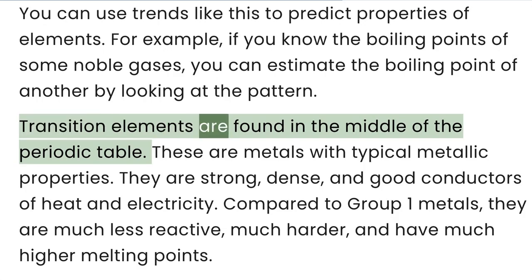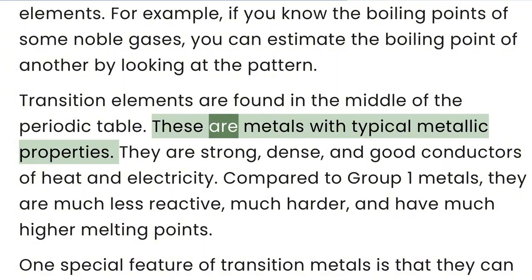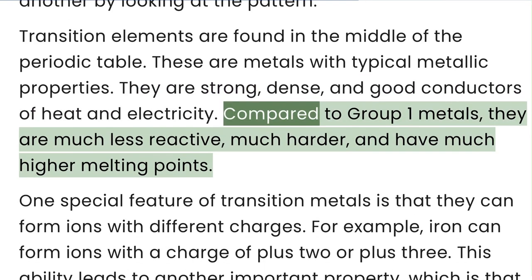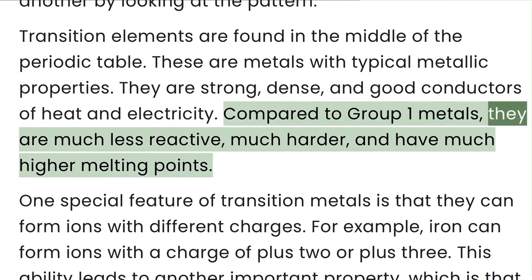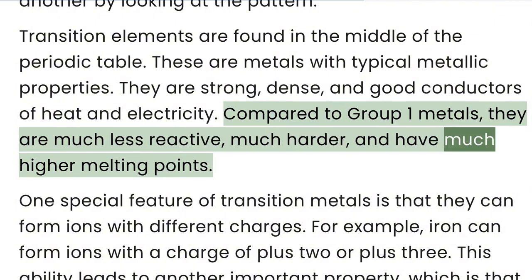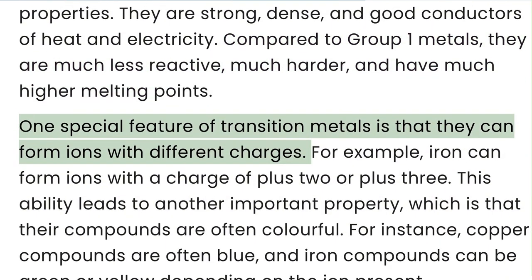Transition elements are found in the middle of the periodic table. These are metals with typical metallic properties. They are strong, dense, and good conductors of heat and electricity. Compared to group 1 metals, they are much less reactive, much harder, and have much higher melting points. One special feature of transition metals is that they can form ions with different charges.